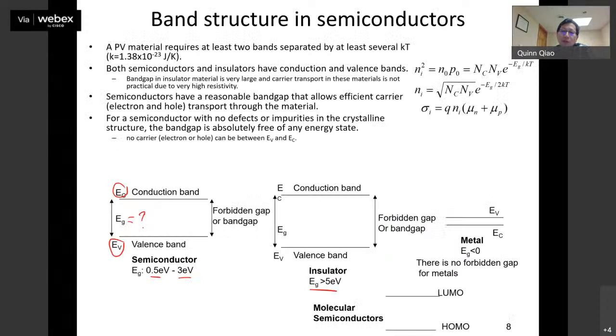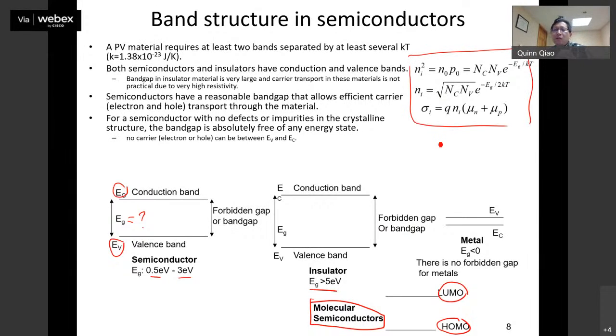And also, as you asked a question yesterday about the dye-sensitized solar cell and polymer solar cells, these are organic materials. Organic materials you call molecular semiconductors, and you call the bands LUMO and HOMO. LUMO is the lowest unoccupied molecular orbital. HOMO is the highest occupied molecular orbital. Here are a few equations, and we'll talk about these equations later. Right now it's okay.